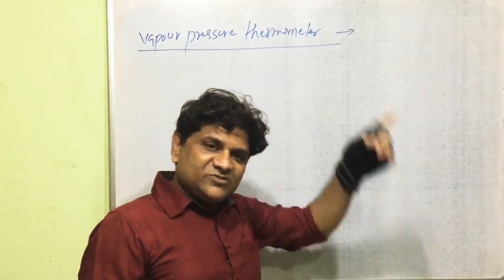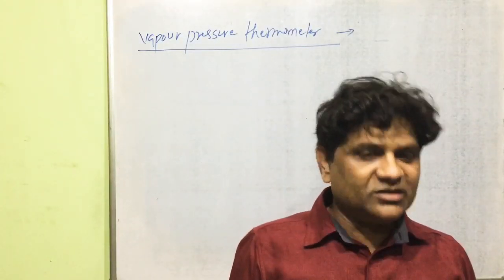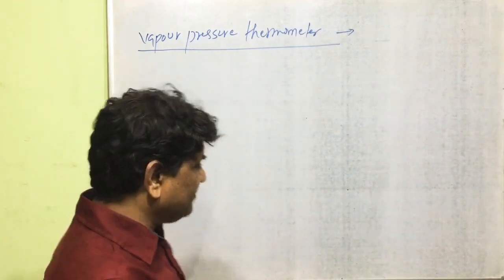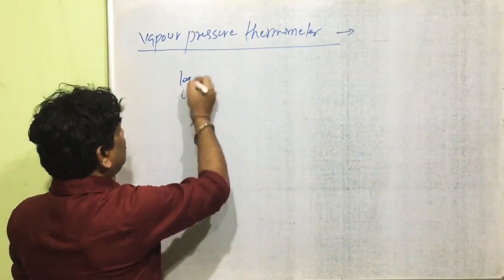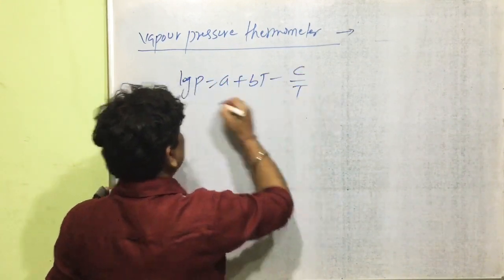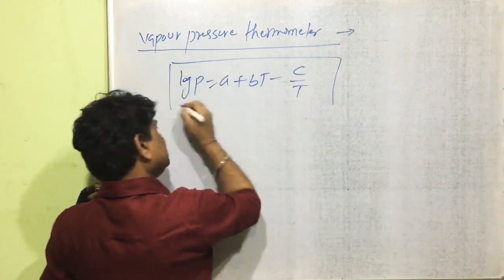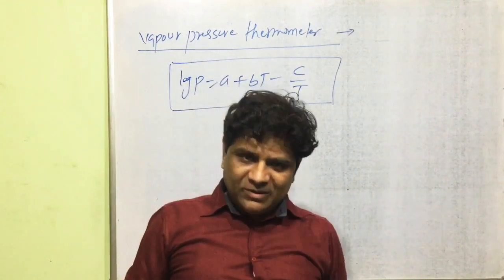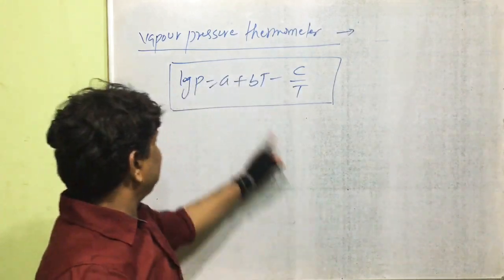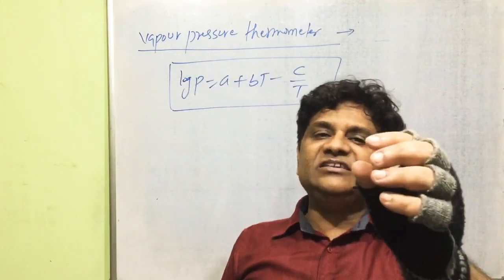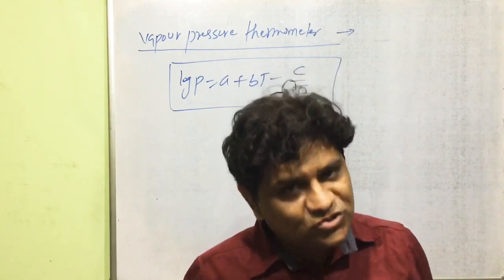Okay, the next thermometer is the vapor pressure thermometer. You know, for the vapor pressure thermometer, log P is equal to A plus B upon T minus C, where P is the saturated vapor pressure. A, B and C are constant terms, and T is the absolute temperature, which must be in Kelvin.